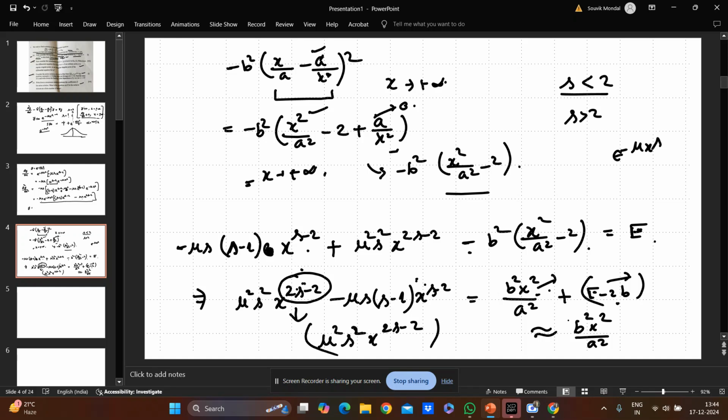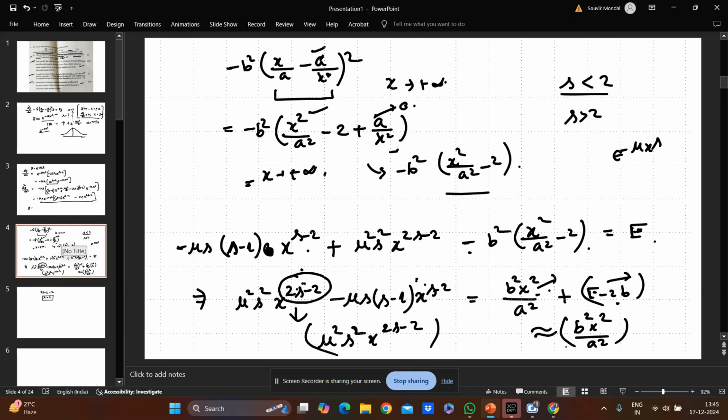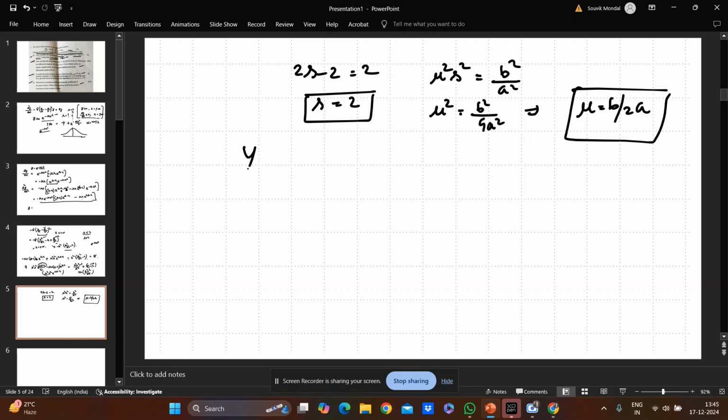Now compare these two. So your 2 lambda minus 2 is simply 2, so lambda is 2. Now you can immediately solve that mu square lambda square is equal to b square by a square. You already solved lambda, so mu square is equal to b square by 4a square. That means mu is equal to b by 2a. So your y infinity is simply e to the power minus b by 2a x square.